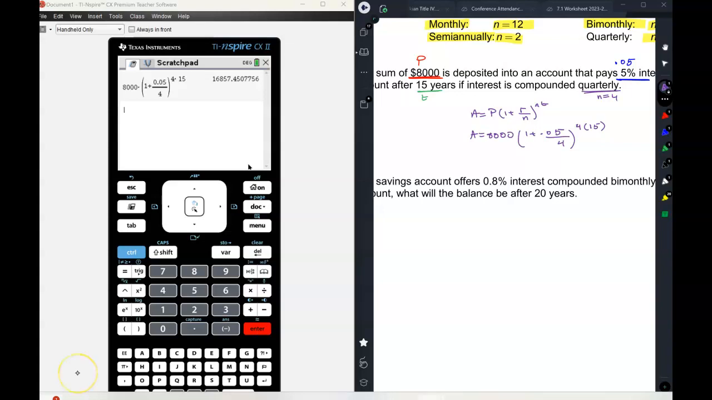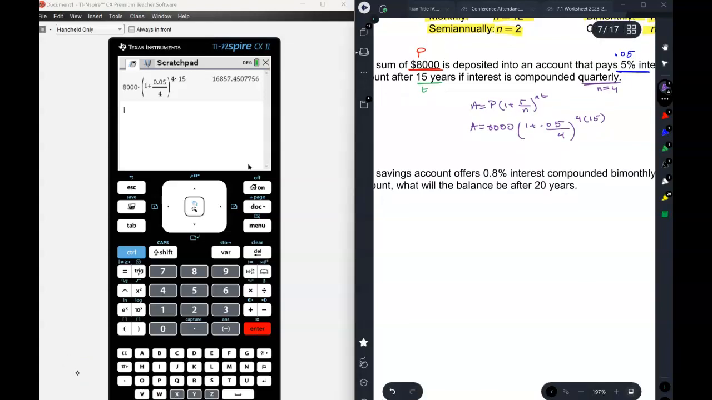Well, so this is a bank account, right? We're talking about money. That means when we round, it's got to be $16,857.45. And you have to round correctly.